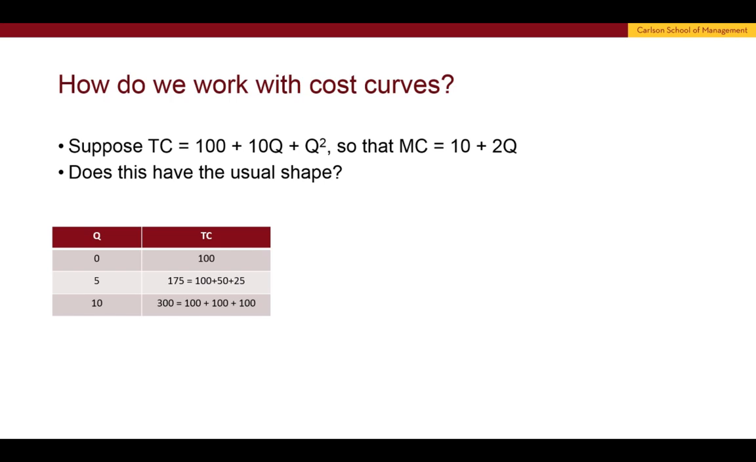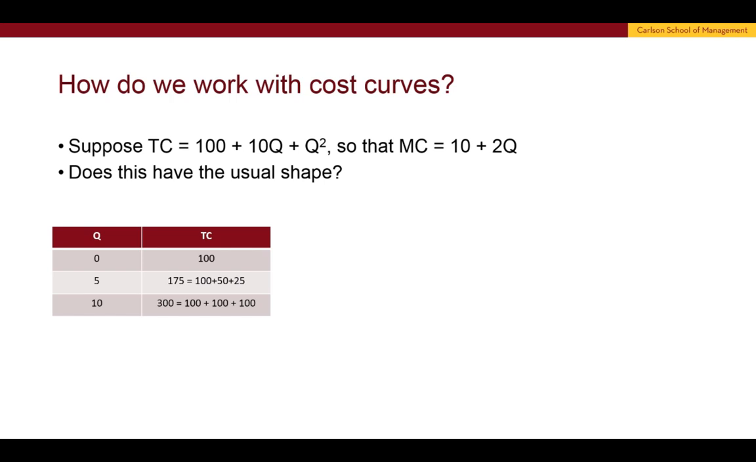Now, before we look at the picture, let's just think about what's going on here. As we go from 0 to 5 units of output, total cost goes from 100 to 175. So total costs rise by 75. As we produce another 5 units of output, going from 5 units to 10, how much would we expect costs to rise if we had a usual shaped curve? Well, by more than 75, because remember, costs are increasing at an increasing rate, and sure enough, that's what we see here. The additional cost of those next 5 units of output is 300 minus 175, or 125.